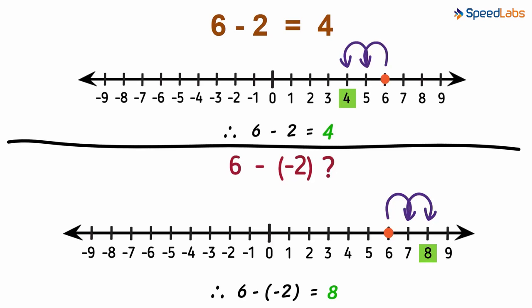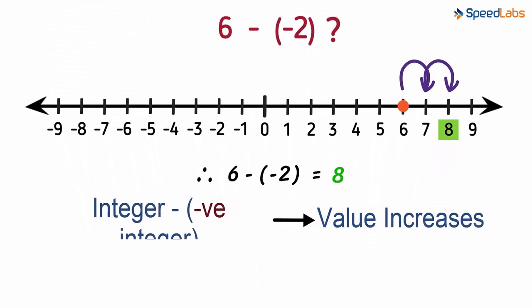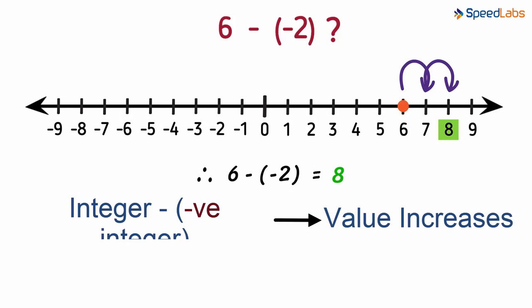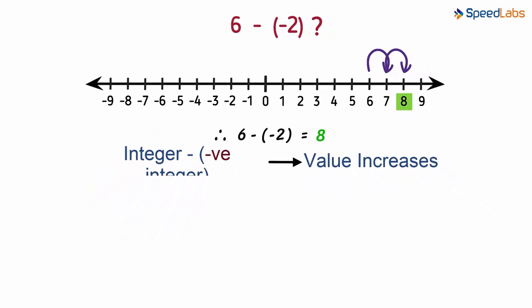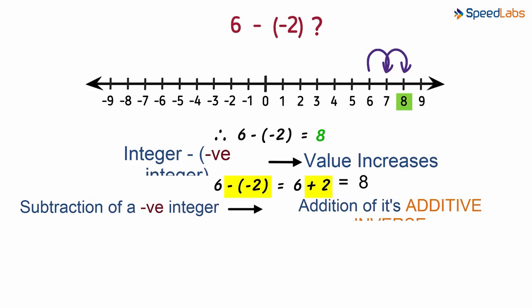What can we understand from this? It means that the value of an integer increases on subtracting a negative integer from it. We know that 2 more than 6 is also 8. So 6 minus negative 2 is equal to 6 plus 2. Therefore, we can say that subtraction of a negative integer is the same as adding its additive inverse.